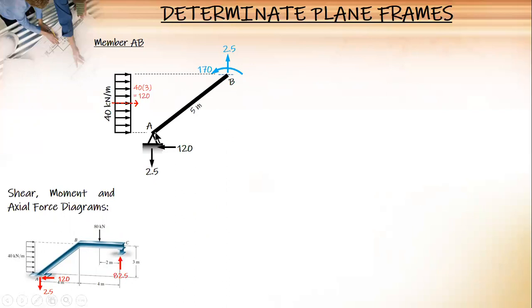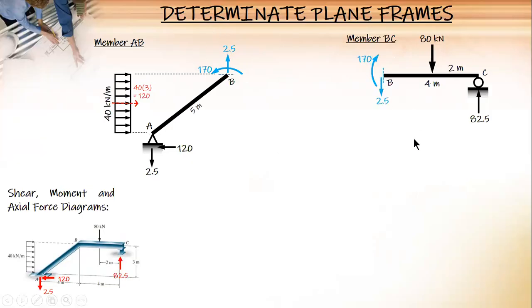Now, since this is inclined, when we draw the shear, moment and axial force diagrams, the axis must be perpendicular to AB like this one. Here is our axis, our local x or local y axis. Therefore, our vertical and horizontal loads, we have to get their components parallel to the local axis and perpendicular to the local axis.